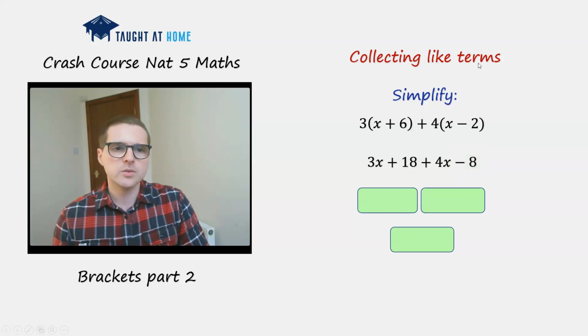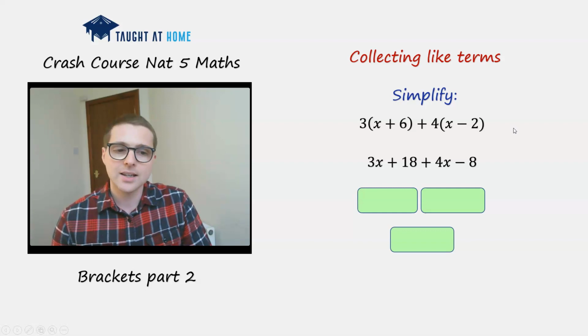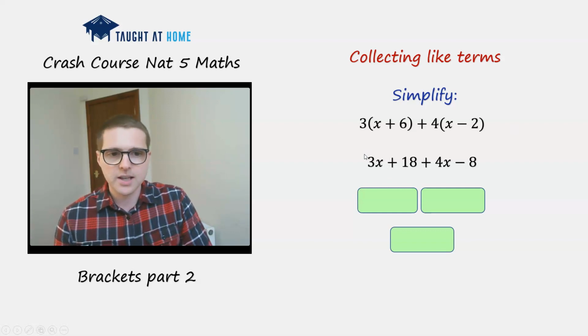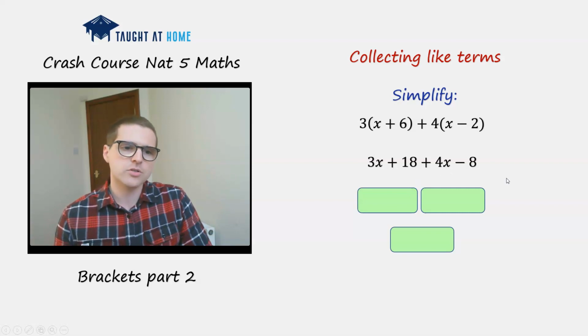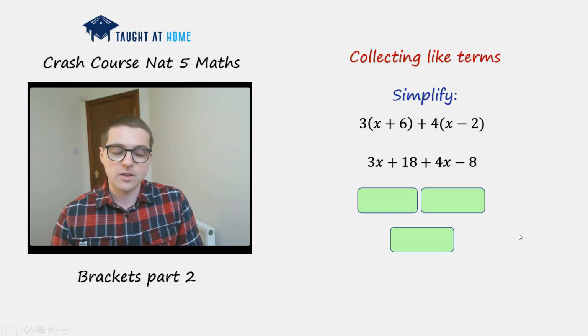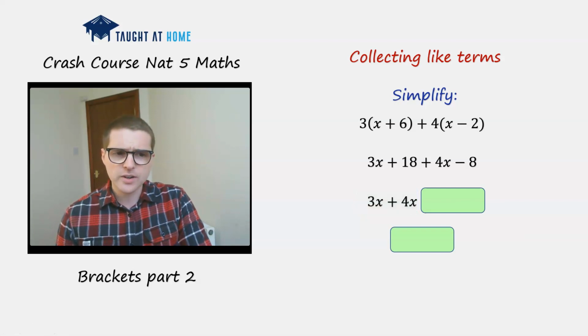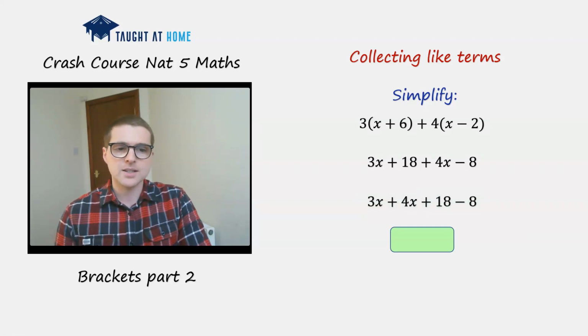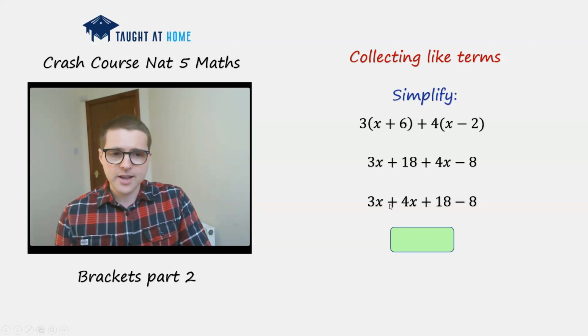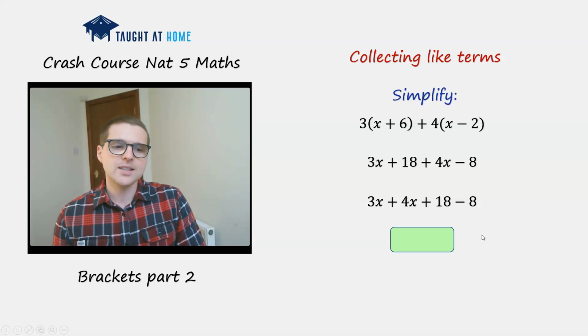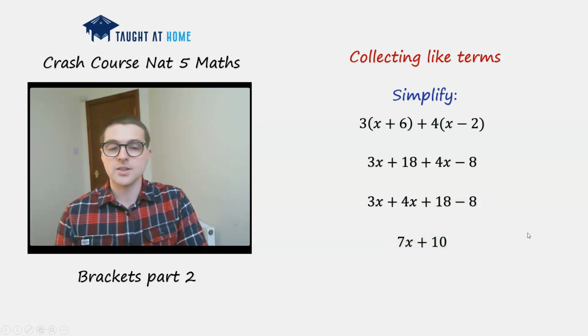Now what we are going to do, as it says up here, is collect like terms, which means we're going to group together all the variables, all the x's. So we've got 3x and 4x, and then we're going to group together the constants. That just makes it easier for us. So we've got 3x plus 4x plus 18 minus 8. And now we're going to tidy this up, simplify it. 3x plus 4x is 7x, 18 minus 8 is 10. So we get 7x plus 10. And that's how it's done.